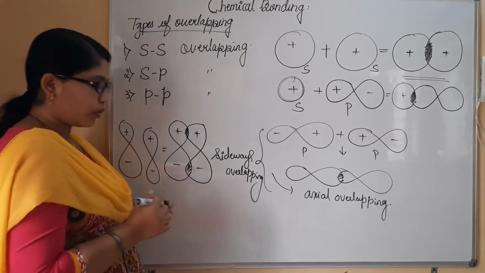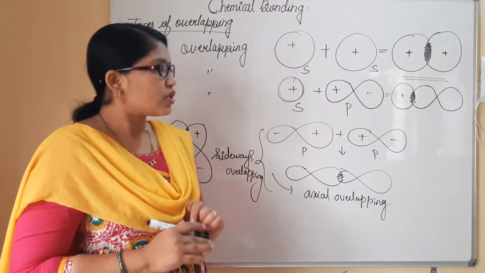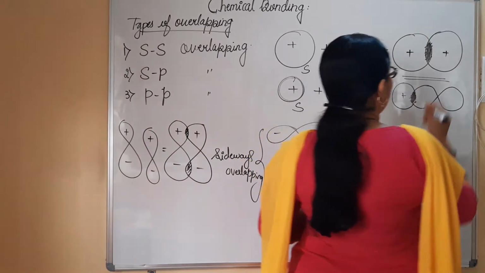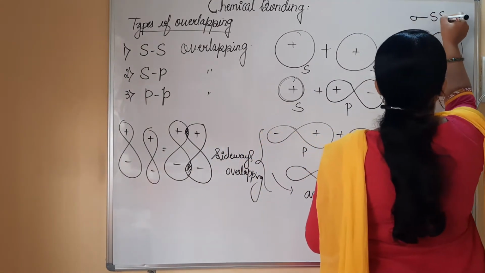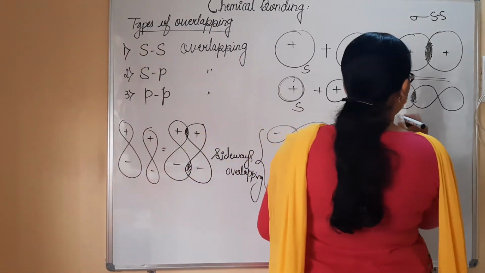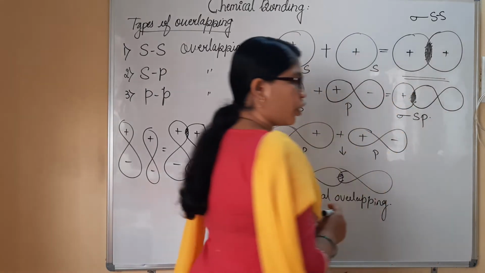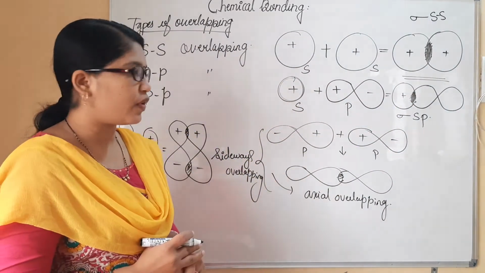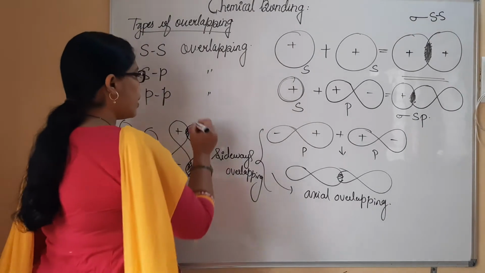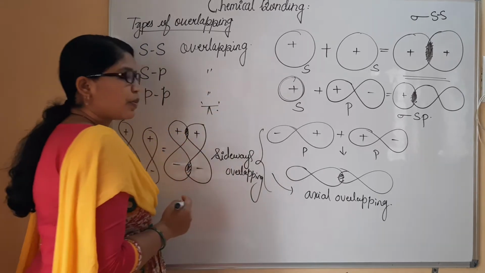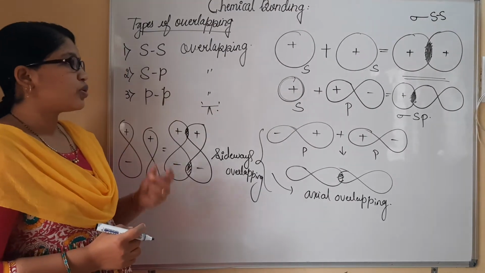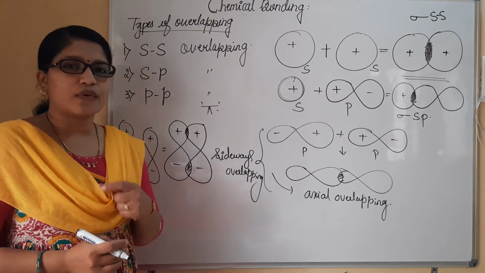So this is all about the overlapping we have. Students, please remember, whenever we consider SS overlapping, this is a sigma SS bond. With head-on overlapping here, we obtain a sigma SP bond. But when you consider sideways overlapping of two orbitals, remember it is a pi bond. Always pi electron clouds participate in the bond formation. So sigma bond and pi bond are the two types.